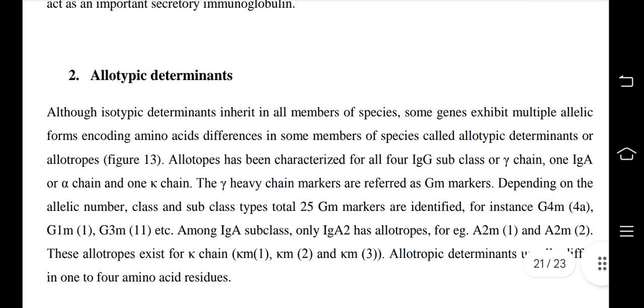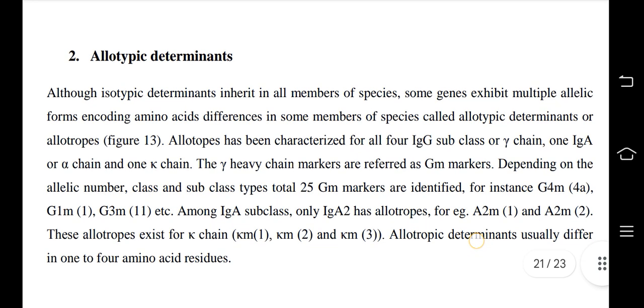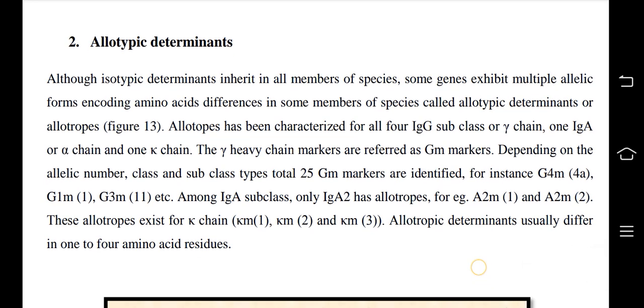Then allotypic determinants. Although isotypic determinants are inherited in all members of a species, some genes exist in multiple allelic forms encoding amino acid differences in some members of a species, called allotypic determinants or allotopes. Allotopes have been characterized for all 4 IgG subclasses of gamma chain, 1 IgA or alpha chain, and 1 kappa chain. The gamma heavy chain markers are referred to as GM markers. Depending on the allelic number, class and subclass type, a total of 25 GM markers are identified. For instance, G4M, G1M, G3M, etc.